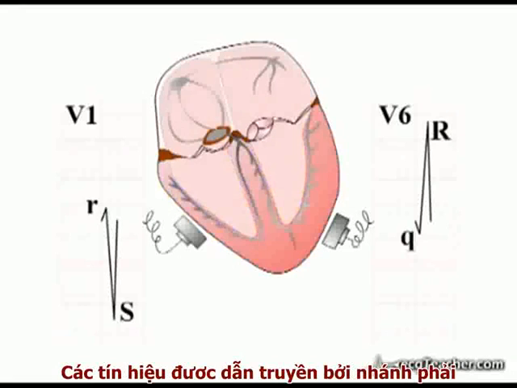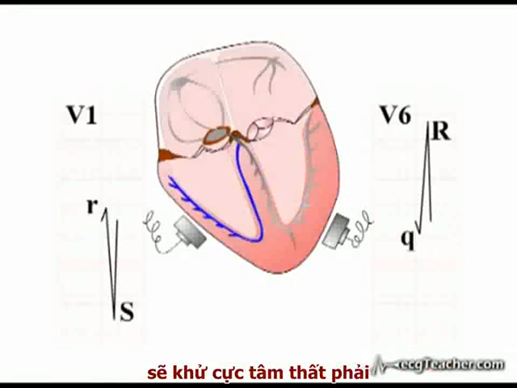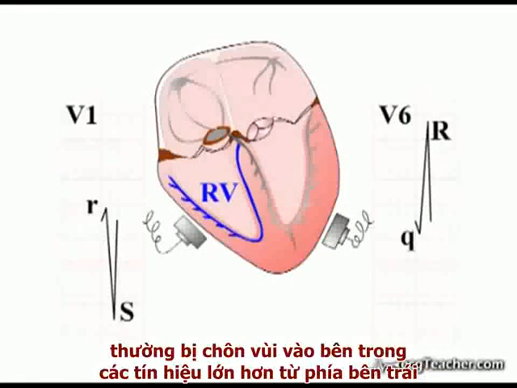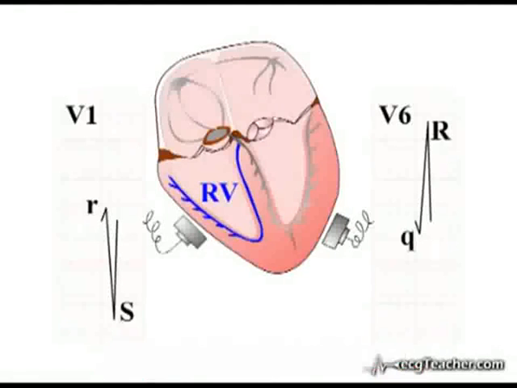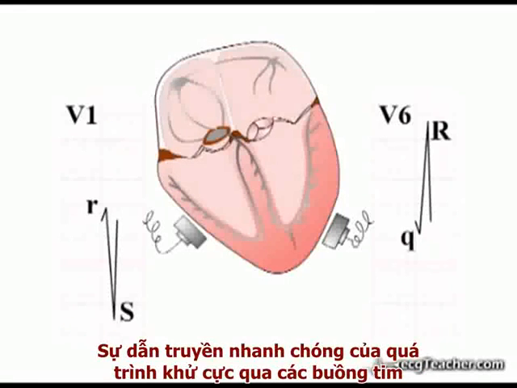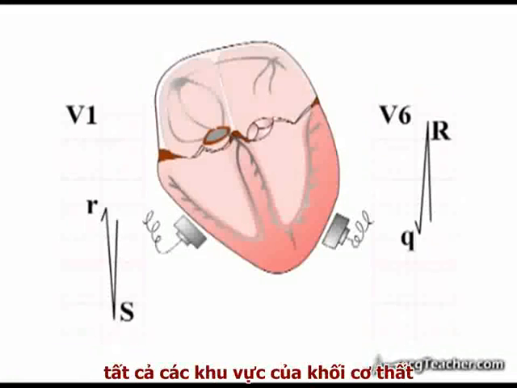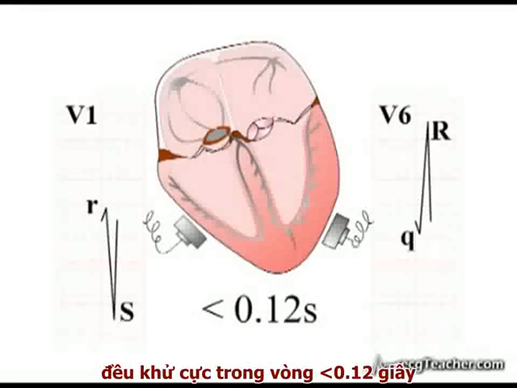Signal transmitted by the right bundle branch depolarizes the right ventricle, but the signal from right ventricular depolarization is usually buried in that generated from the larger left-sided chamber. The rapid conduction of depolarization around the chambers by an intact conducting system means that all regions of the ventricular myocardium are depolarized within 0.12 seconds.